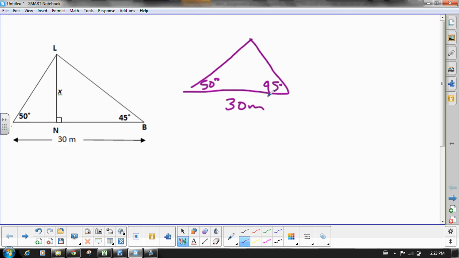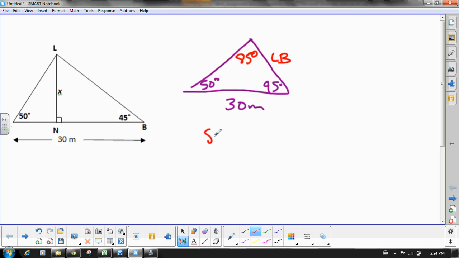Now, based on triangles, we know that all three angles have to add up to 180. So when I calculate that, this angle at the top is going to be 85. Now I'm going to use sine law. I'm going to find this side over here. So this side right here is equivalent to LB in my diagram.